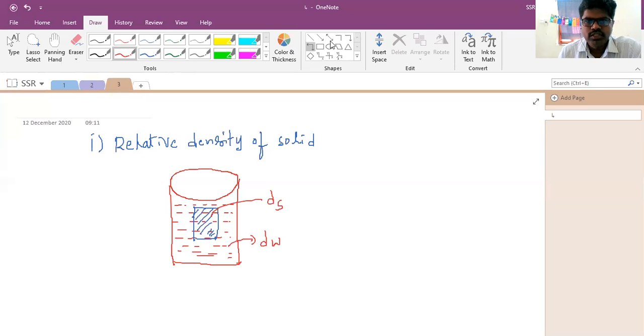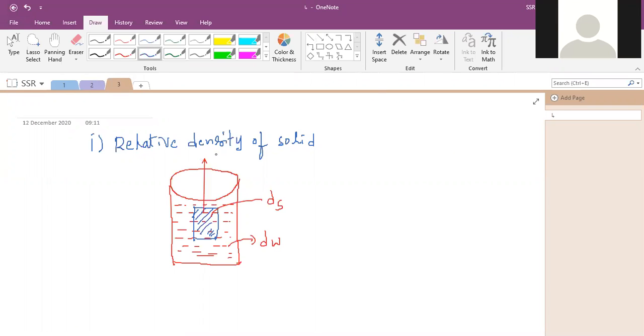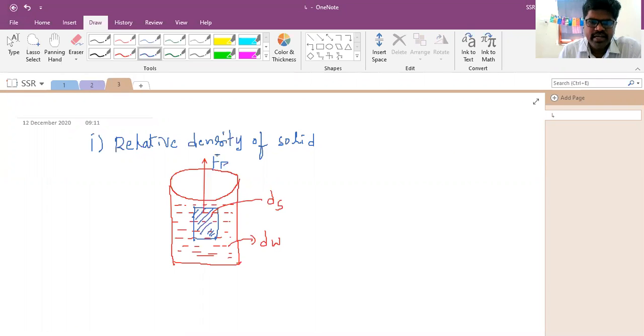Now, forces acting on this solid body. Upward direction is the force of buoyancy, Fb. This is Fb, force of buoyancy. Its weight acts vertically downward. We are not bothering about weight. We are bothering about force of buoyancy.